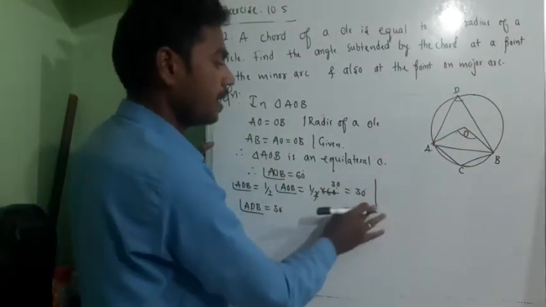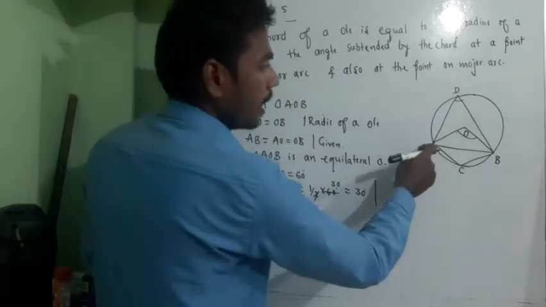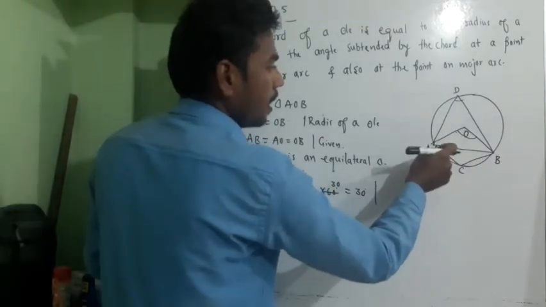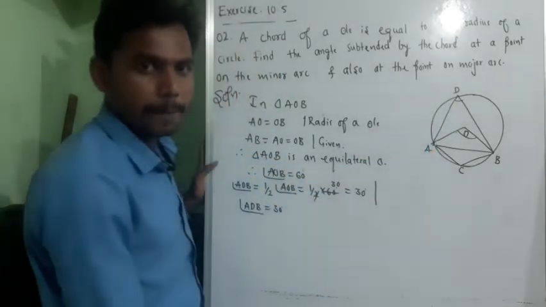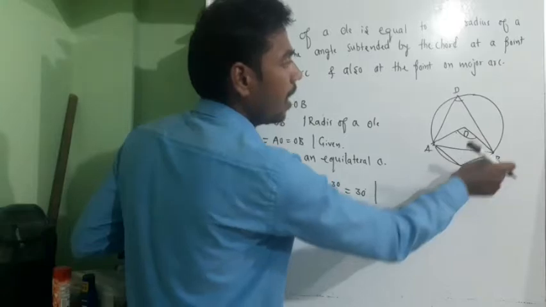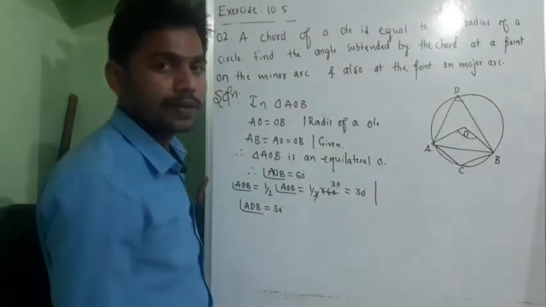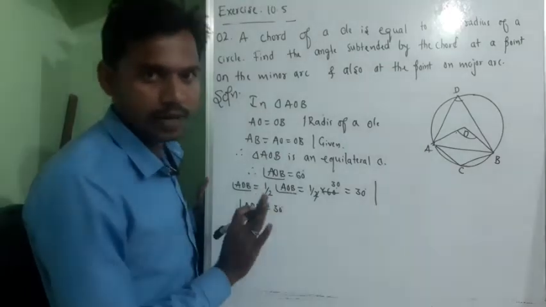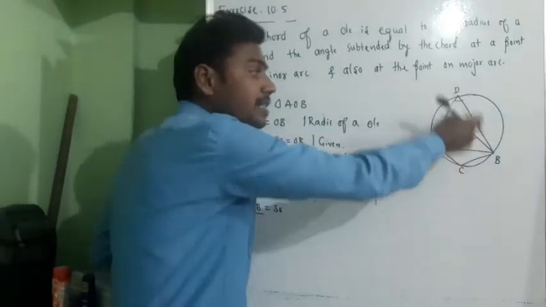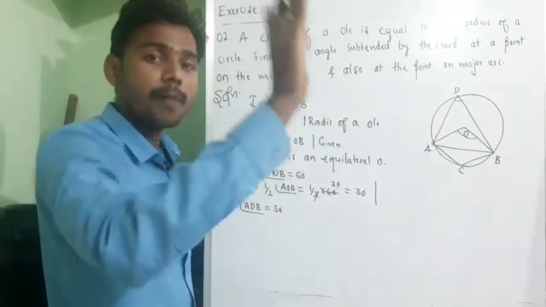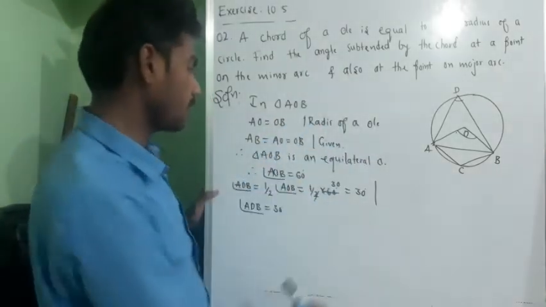So that is the reason, that reason you can write here. Now we know that ABCD, or ACBD, is a cyclic quadrilateral because all the points lie on a circle. Since all the points lie on a circle, we can call it a cyclic quadrilateral. Then what is the property of a cyclic quadrilateral? The sum of opposite angles of a cyclic quadrilateral will be equal to 180 degree. So we make use of that property.